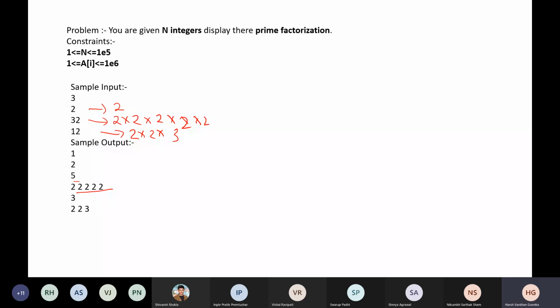You can run a loop and divide the number first by 2. We will keep dividing till the number gives remainder 0, and if the remainder is non-zero, then we'll increment and divide the number by 3, and this way we can do. Up to what number will we go? I think we can run the loop till the quotient gets 1. We can run an infinite loop and break out of it when the quotient gets 1.